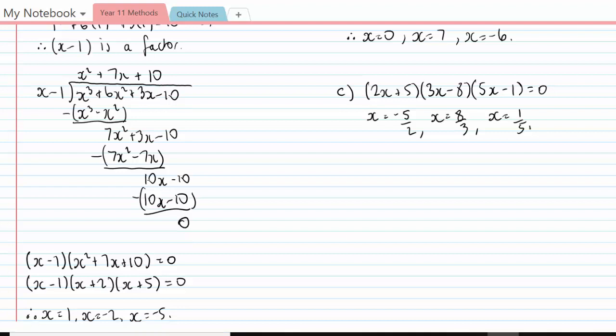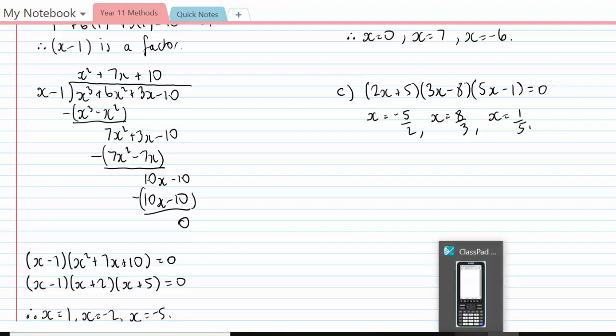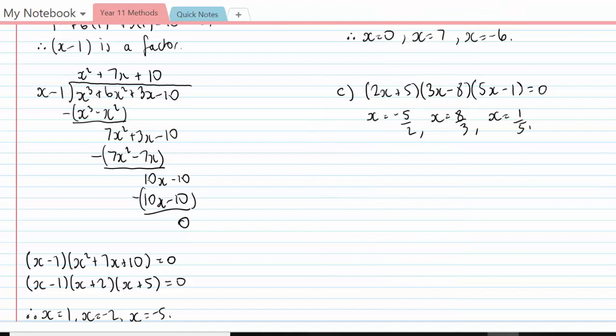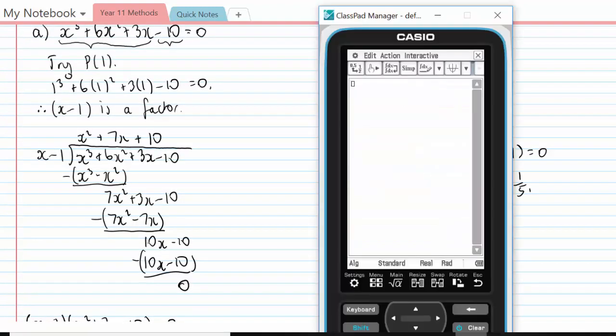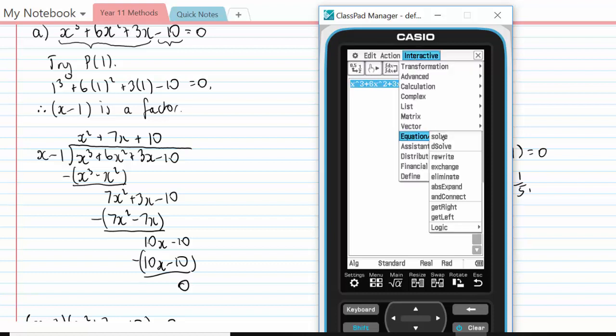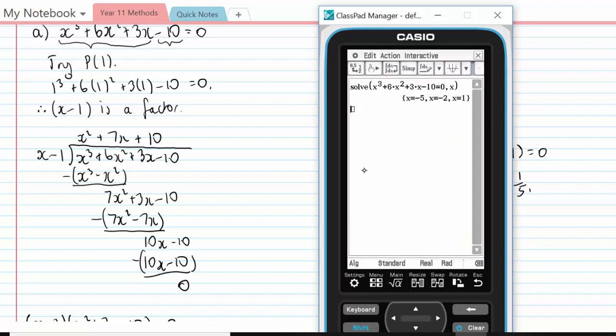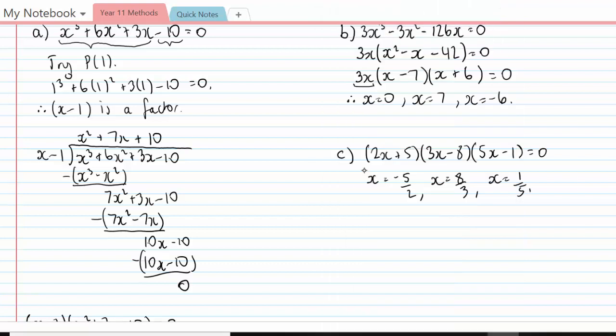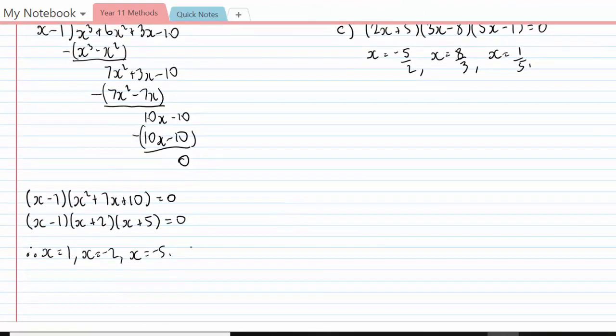The last thing for me to mention really is that this can be done using your calculator, so I'll bring that up here. If we have a look at the first question, I can just type in the rule, x cubed plus 6x squared plus 3x minus 10 equals 0. And then all I do is highlight the whole thing, go interactive, equation, solve for the variable x, so go OK. And there we have it, x equals -5, x equals -2, and x equals +1, as we found down here.